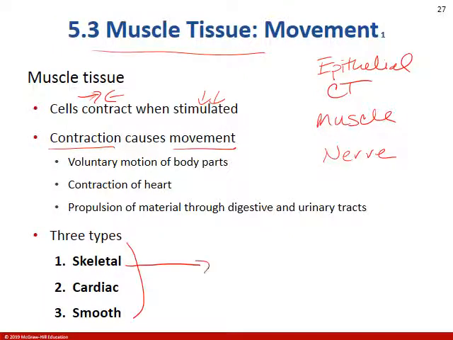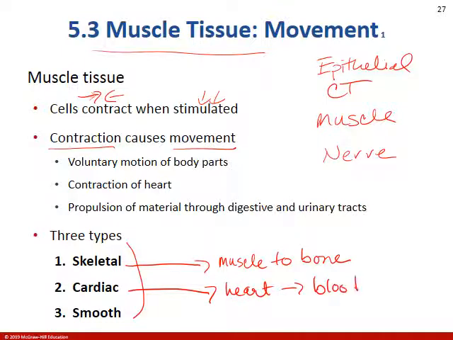So we have skeletal. This is muscle that's attached to bone. So think about physical movement, like moving yourself, right? Cardiac is going to be muscle of the heart, and the heart moves blood. And then we have smooth, and I'm going to say this is any hollow tube. If you need to transport a liquid through a hollow tube, you're going to see smooth muscle. So this would be blood vessels.